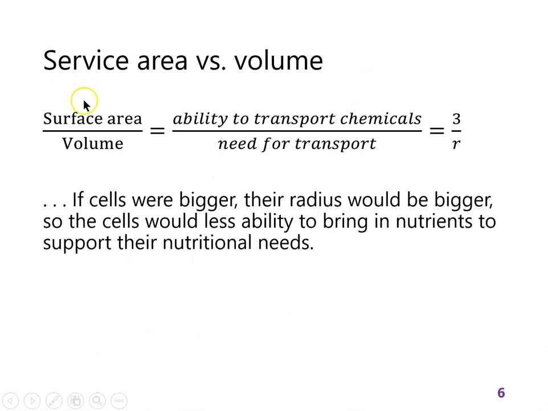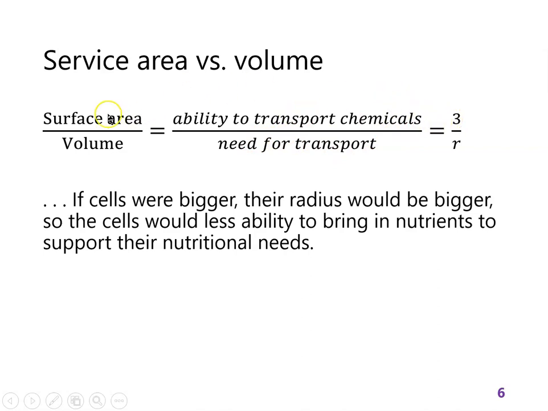Here we can get the ratio of surface area to volume. And again, we can think of it as surface area is the ability to transport chemicals, volume is the need to transport chemicals. So a happy cell has a lot of ability to do what it needs to do. So a happy cell is going to want to maximize its surface area and minimize its volume.